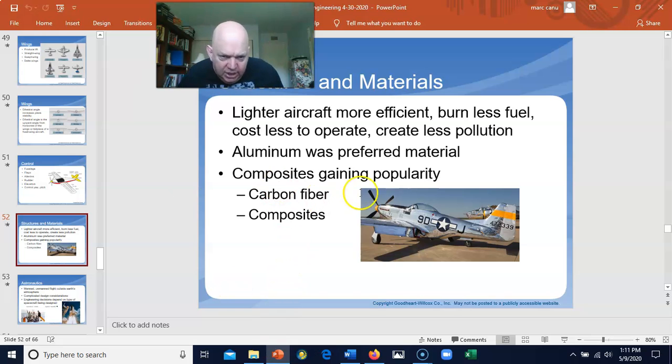In fact, that's what you're seeing here. This is a P-51 Mustang aircraft. Okay. Although the reality is the composites, which is a combination of different materials to form an alloy, they are gaining more popularity, like carbon fiber composites, okay, fighter jets. They need to have the strength of the alloy, the strength of the metal and the toughness, the durability of it to withstand combat conditions.